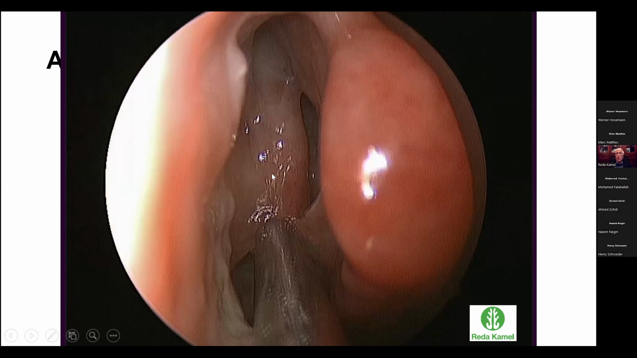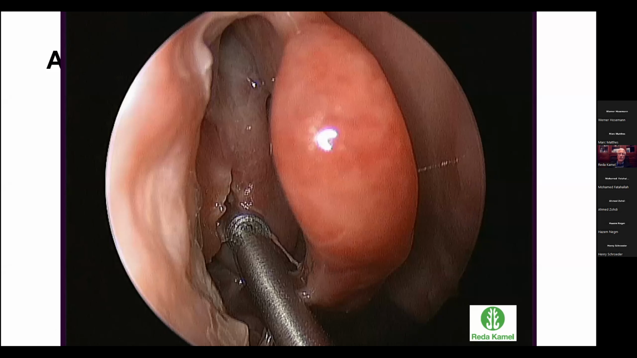Whenever we are going to visit or go through the bulla, be careful. Always inferior, always medial. Always inferior, always medial. Why? Because superiorly, you are going to get lost into the cranial cavity. Because laterally, you are going to get lost into the orbit. Be careful. Now, we're opening the bulla, inferior and medial.